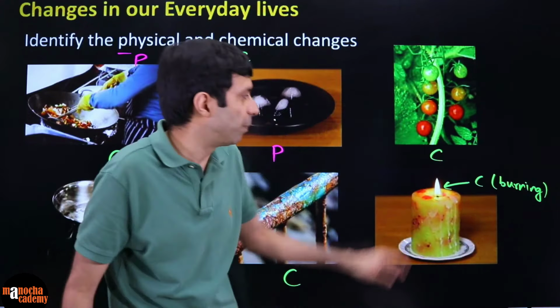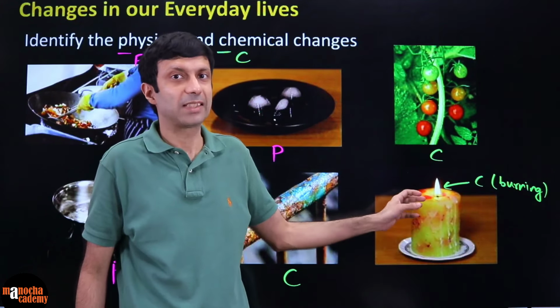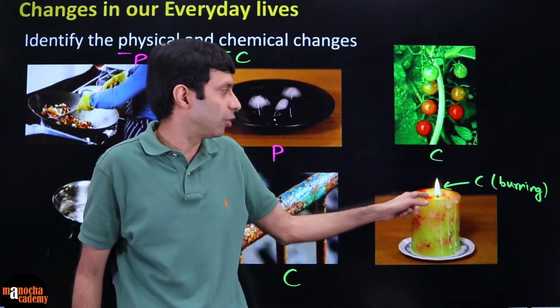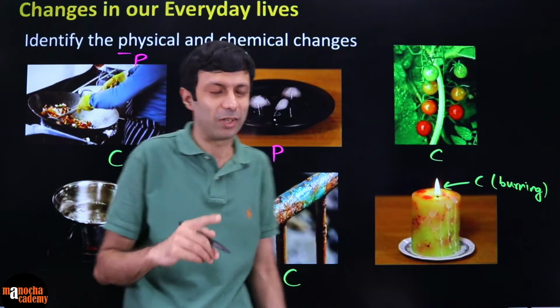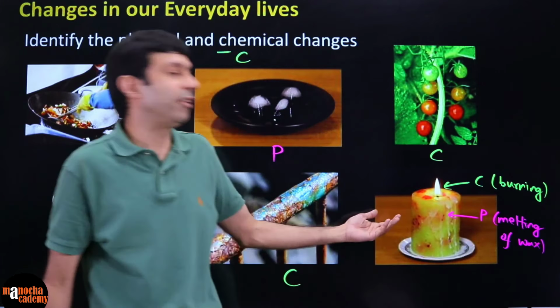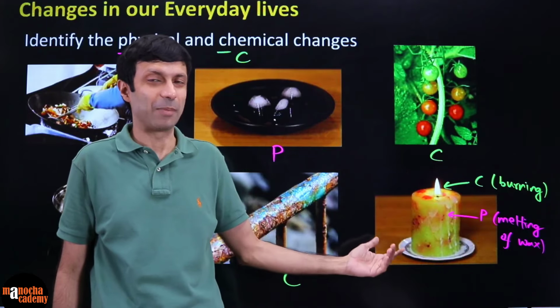But when the candle is burning, due to that heat, you can see the wax starts melting. So the wax is changing from solid to liquid state, but it is still wax. So there is a physical part also involved there. So this is a very interesting everyday life example where you have both physical and chemical change.